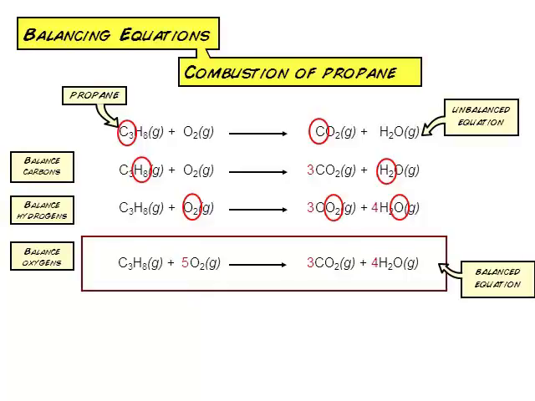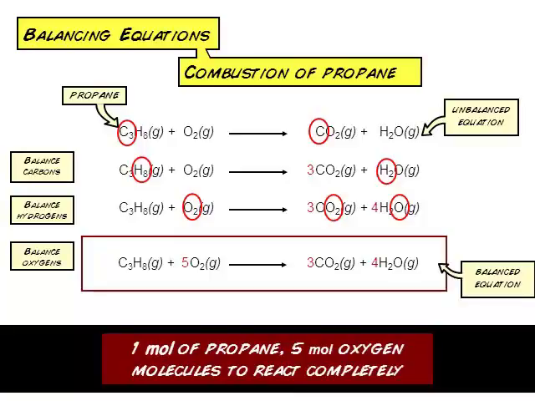It's always worth checking through when you balance an equation to make sure you haven't changed any of the other atoms which you already balanced before. So let's go through this. We have 3 carbons on the left and 3 carbons on the right. We have 8 hydrogens on the left and 4 times 2, which is 8 hydrogens on the right. We have 5 times 2, or 10 oxygens on the left, and 3 times 2 plus 4 times 1, which is 10 oxygens on the right. So this is a balanced equation.